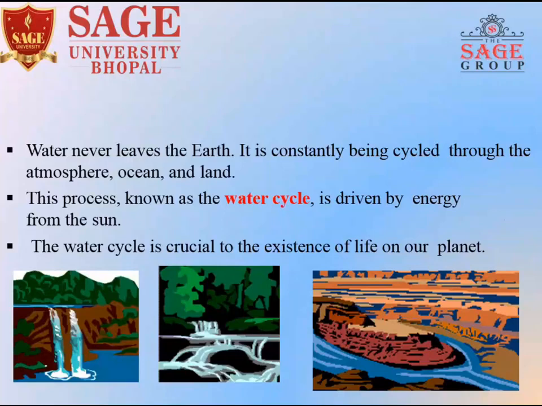Water never leaves the earth. It is constantly being cycled through the atmosphere, oceans and land. This process is known as the water cycle and is driven by energy from the sun. The water cycle is crucial to the existence of life on our planet, and water is a very vital mineral.